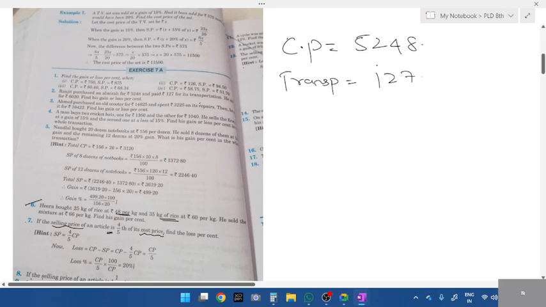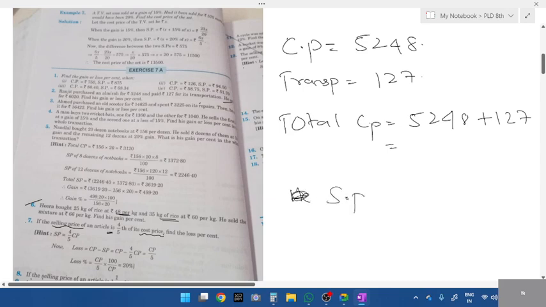You have to add both. You have to write total cost. What will be the total cost, students? 5,248 plus? Yes. This one you have to take as total cost price. Next, he sold it for how much? Read the next one. So selling price is equal to 0. Have you all understood this type of question?